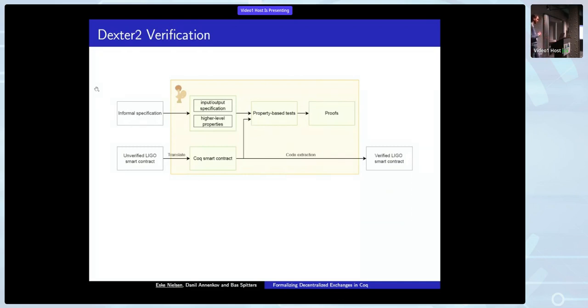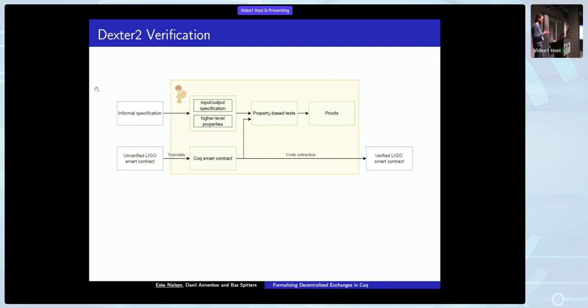So the general process is that we take the unverified LIGO smart contracts and some informal specification provided by the developers. We then translate that to a Coq smart contract and a functional specification, like an input-output specification, and some higher level properties. And these higher level properties are where the main work is and the most interesting ones, because you really need the execution traces to say anything about those, and many of the very complex flaws that you find in smart contracts are due to things like reentrancy, which you can't capture with just simple input-output specifications.